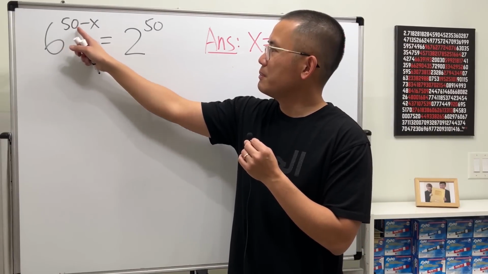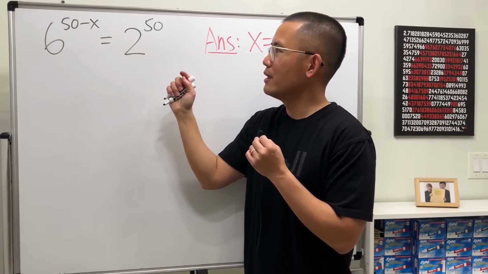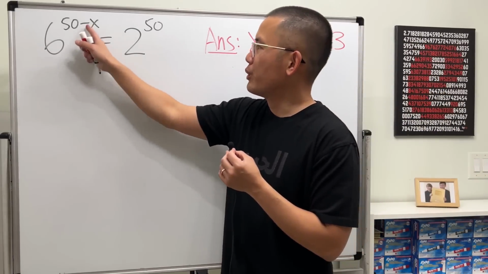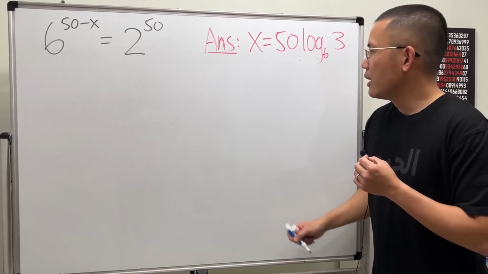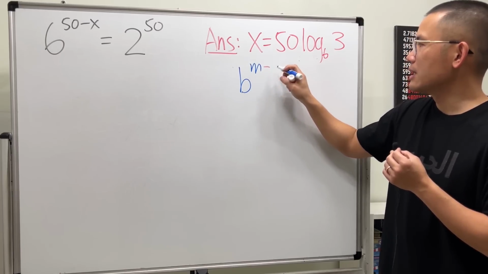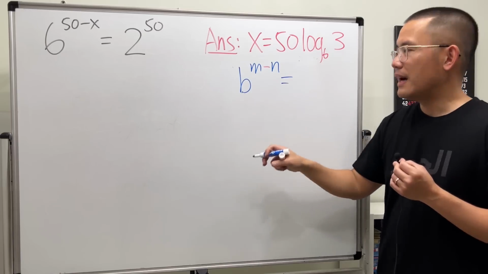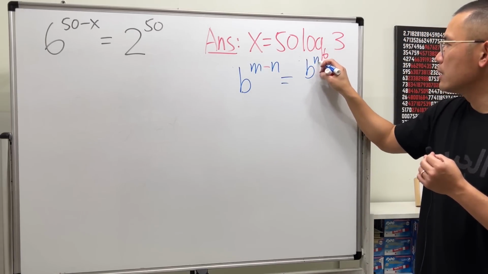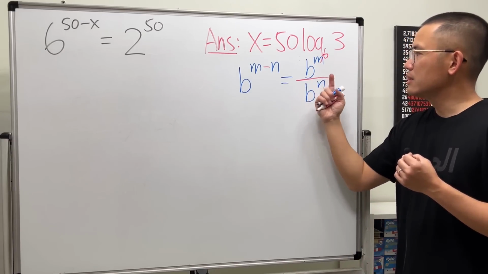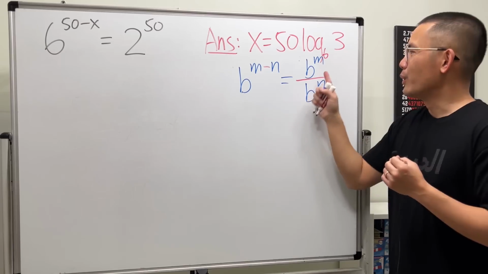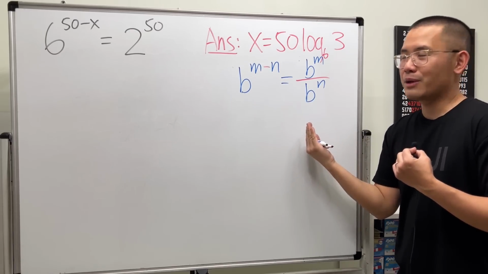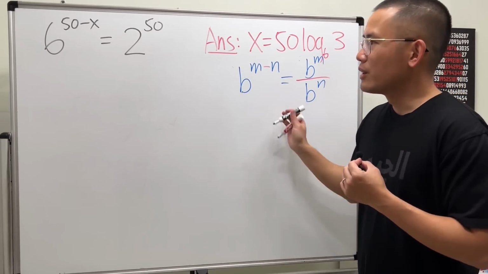First, we have 6 to the 50 minus x power equals 2 to the 50th power. I'm not going to multiply that out for obvious reasons, but I would like to break this down, and here's what we can do. If we have some base b raised to some power m minus another power n, this in fact is equal to b to the m power over b to the n. Usually we look at this from right to left. When you divide this and that, you subtract the exponents. But when you subtract the exponent, you can look at it backwards like this. So it's correct, and that's what we'll use.